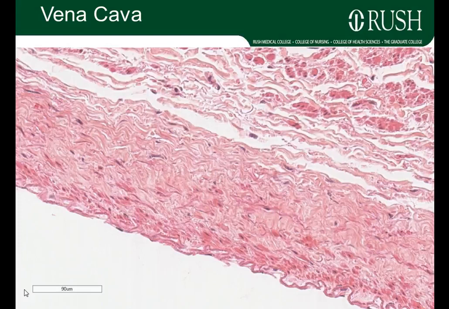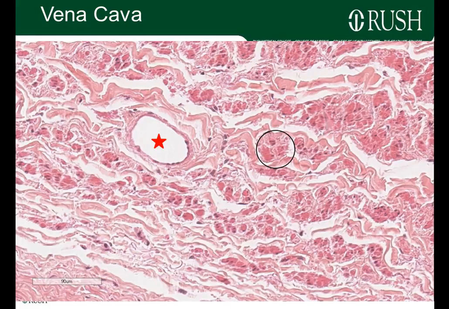At the top of the screen you can see the dark pink bundles of smooth muscle here that are in the adventitia, and those are the longitudinally oriented ones. We could take a look at those at a little bit higher magnification, and you can also see in the adventitia examples of vasa vasorum.